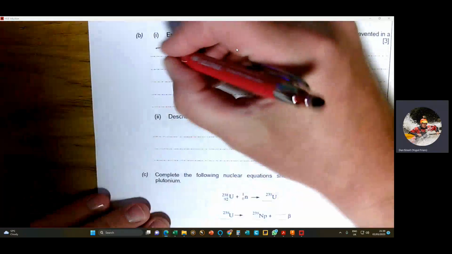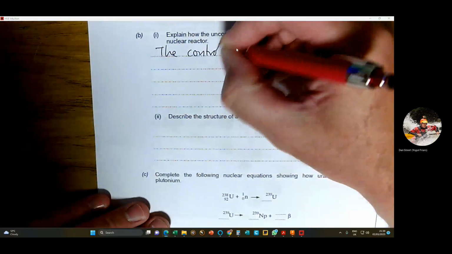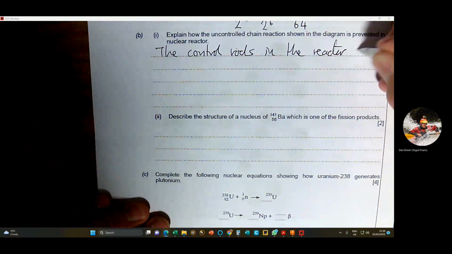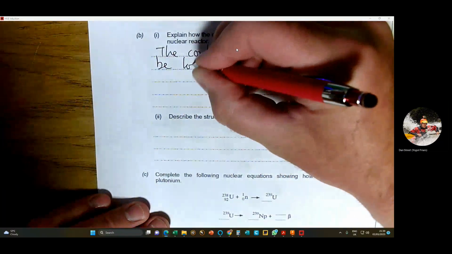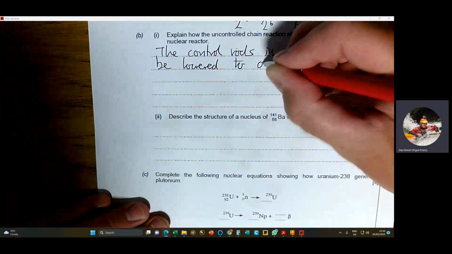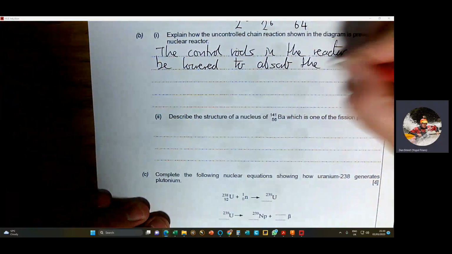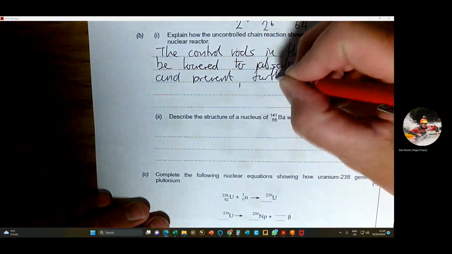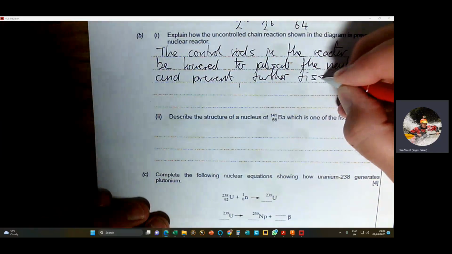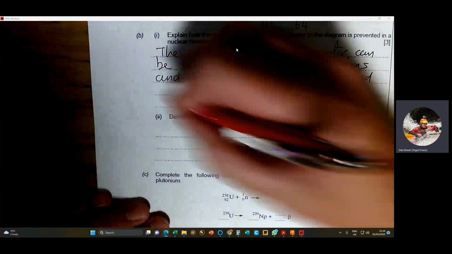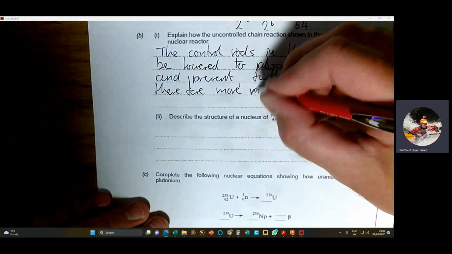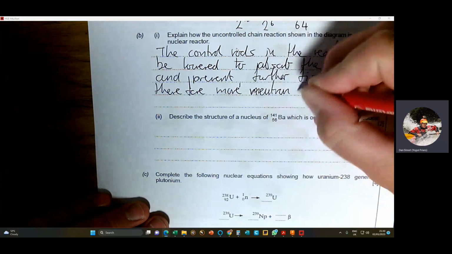So the control rods in the reactor can be lowered to absorb the neutrons and prevent further fission, and therefore more neutrons being produced.